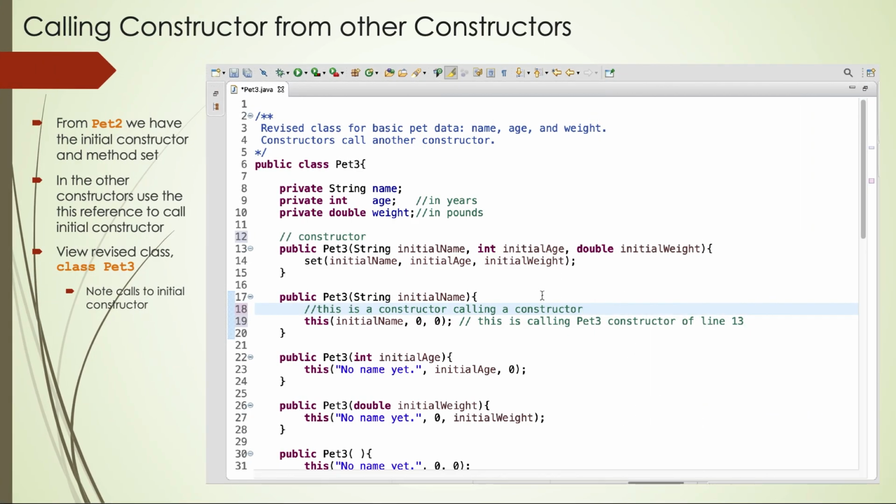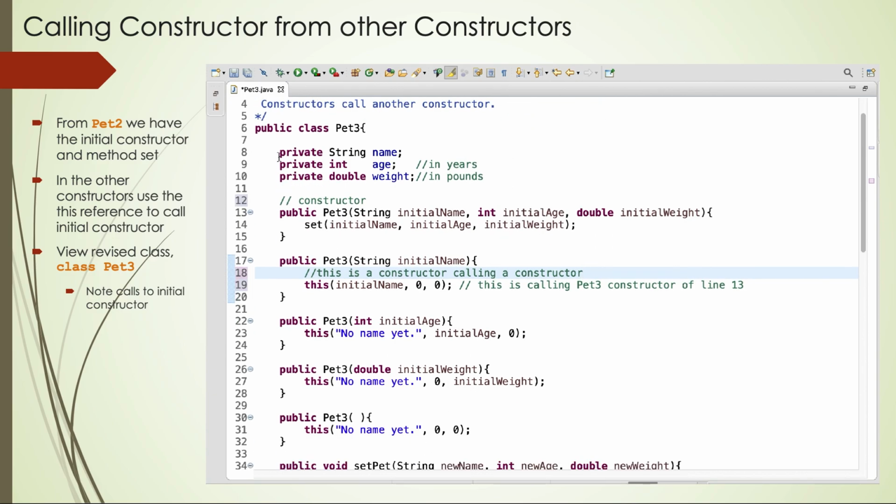Here we have another version of the Pet class that is called Pet3.java. In this class, we're going to call a constructor in another constructor. So let's see how we can write this class with a constructor calling another constructor.